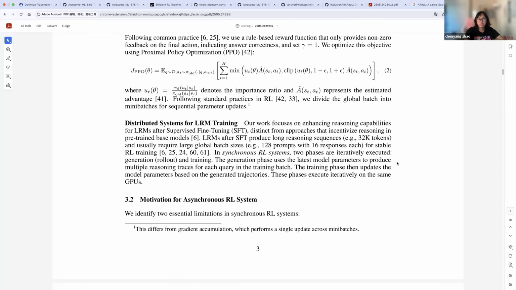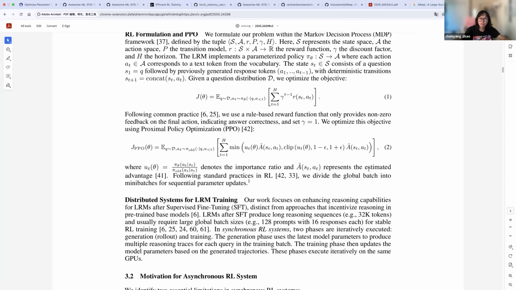We discussed collocation and disaggregation, and disaggregation allows the use of asynchronous RL. Today we can also talk about different kinds of synchronization, which a lot of people are talking about these days.